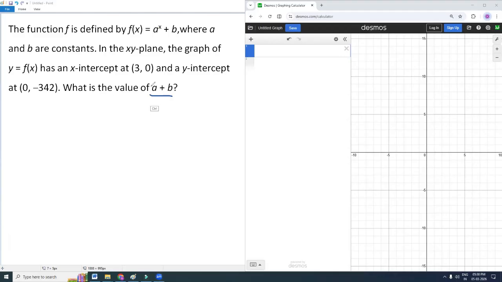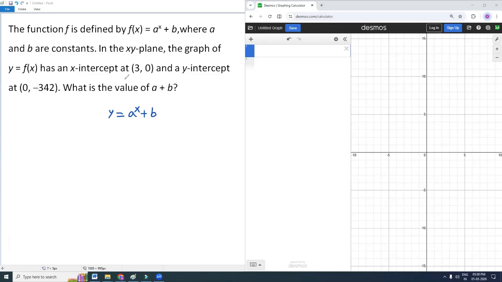To get the value of a + b, we have to get the values of the unknown constants a and b in the given function. And we have the information y = f(x), so we can plug in this y for f(x) over here. Then the given function becomes an equation, that is, y = a^x + b.